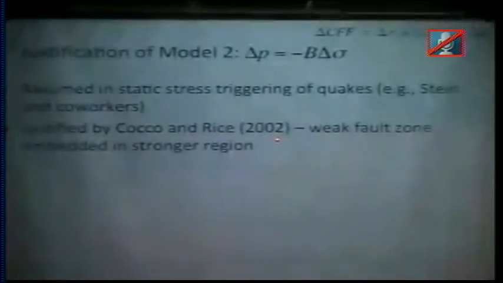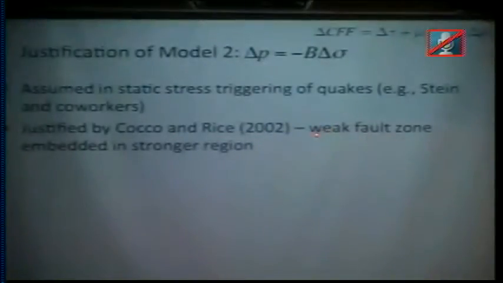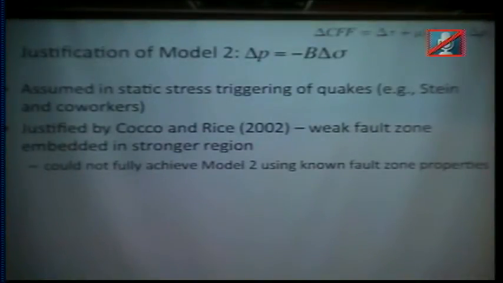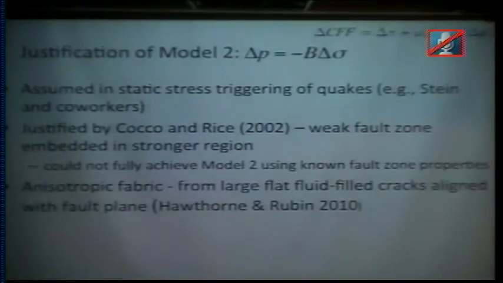So they did this for a decade and a half, and then Cocco and Rice looked at it to try to justify it. One way you can justify it is with a model of a weak fault zone embedded in a stronger region. But when they looked at this using known properties from the San Andreas, they couldn't actually get a relationship as strong as this. This is actually an extremely strong relationship. It says that sigma xx and yy don't matter for the pore pressure. The only thing that matters for the pore pressure is the normal stress. And that sort of implies you have things that are controlled.